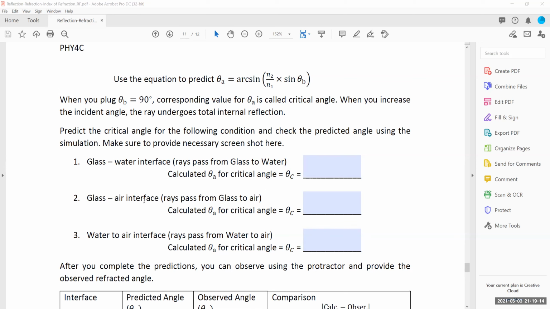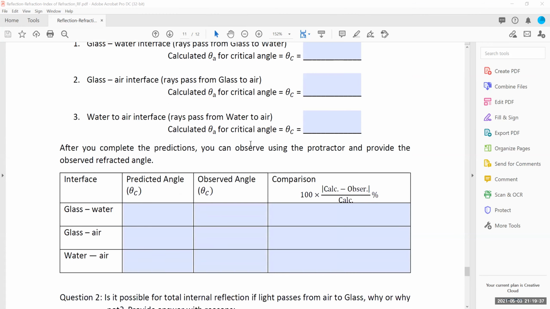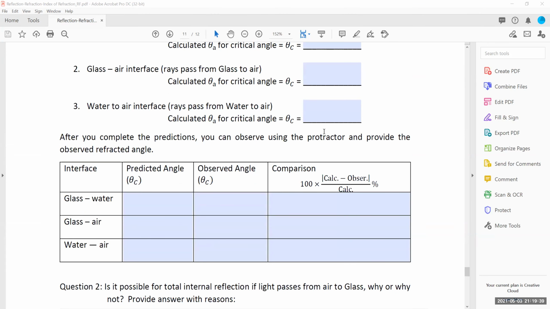Same thing between glass and the air. The air is 1 and the glass is 1.5. So it's going to give you a different critical angle in here. And for water to air, so the top one is N1 is water, which is 1.3, and N2 is air, which is 1. So you're going to put in here N1 to be 1.3 and N2 to be 1. And now you have the 3 different values in here.